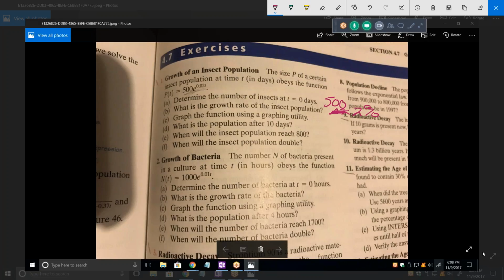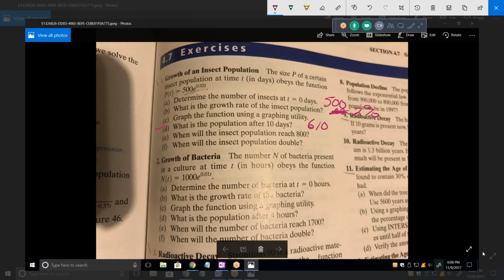Graph the function using a graphing utility. You know how to do that? Yes, I do. What's the population after 10 days? You just plug 10 in for t, right? Correct. Okay, I got 610. Okay, I'm going to take your word for it.